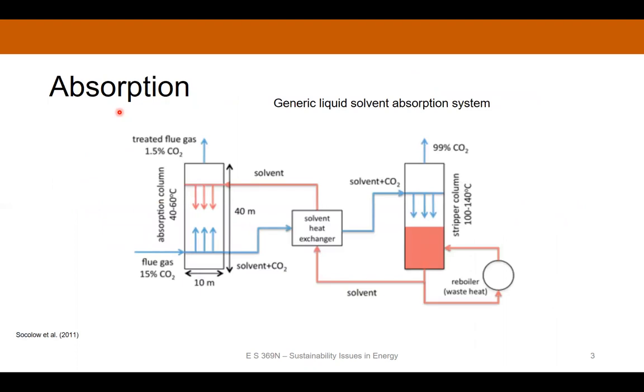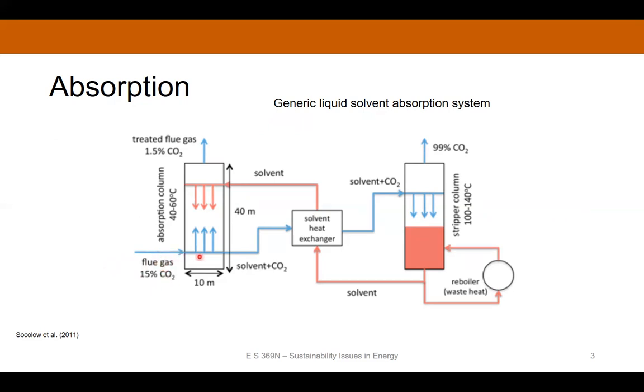So absorption is when a liquid solvent causes the CO2 to become dissolved, and then it's moved to a separate facility to exsolve that CO2 and produce a high purity CO2 waste stream. So this is a diagram of a very generic liquid solvent absorption system. This would be like something you would have attached to a power plant, for instance. So your flue gas comes in here, and let's imagine it's got 15% CO2.